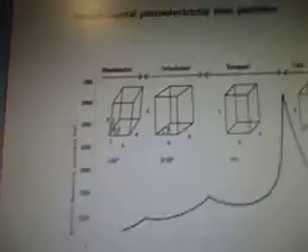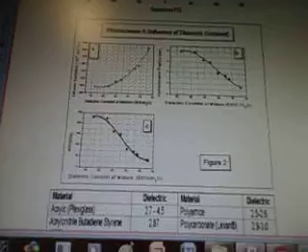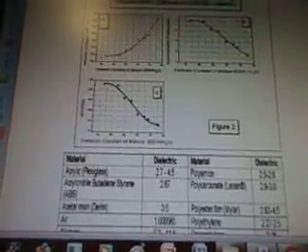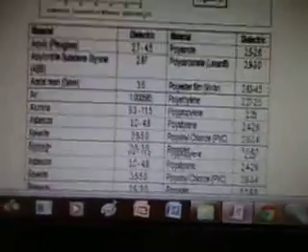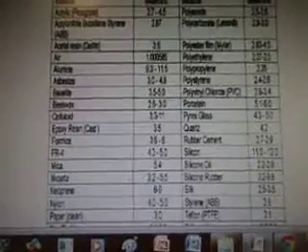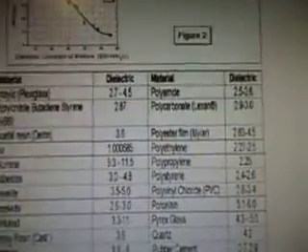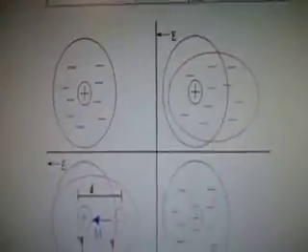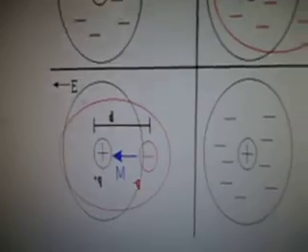Okay, so these are some of the diagrams that came up. I have no idea what they are. It's ribonyl nucleus influence of dielectric constant. It's kind of blurry, isn't it? Yeah, this camera isn't the greatest. So these are the materials, and here's their numbers. I don't know what they are, dielectric numbers for something. And then here's a graph showing dielectric. This is electric field interaction with an atom under the classical dielectric model.